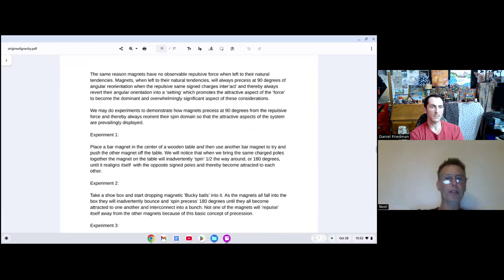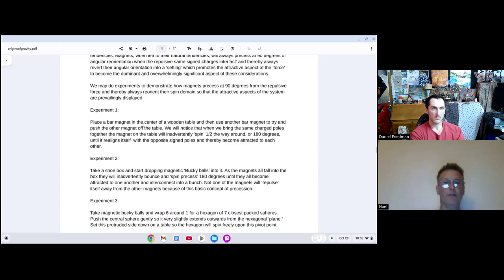We can do some experiments to demonstrate this precession of 90 degrees from the repulsive aspect of the electromagnetic force, reorienting itself to the attractive. If we place a bar magnet in the center of a table and then use another bar magnet to try and push the other magnet off the table, we'll notice that when we bring the same charged poles together, the magnet on the table will inadvertently spin halfway around, or 180 degrees. So it half spins until it realigns itself with the opposite sign poles and thereby becomes attracted to each other.